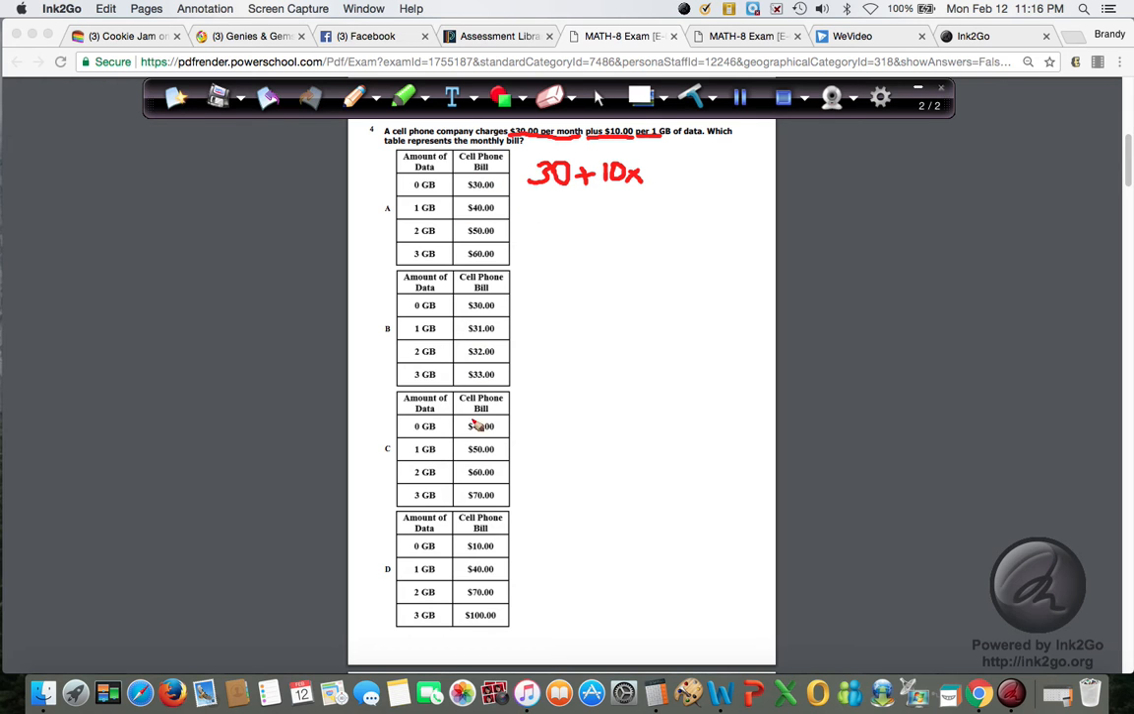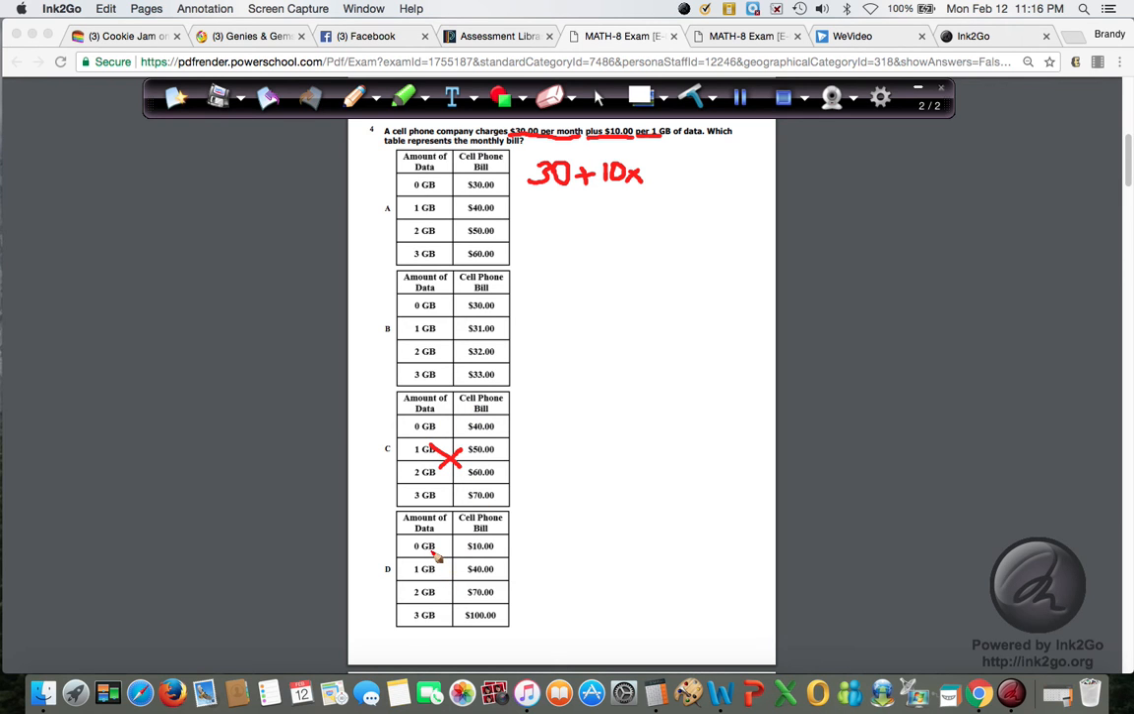So now you need to come over to your tables here. Which tables could we use? Well, let's look. 0 gigabytes, $30. That could work because no matter what, I got to pay that $30. Again, B has the same thing. So now I'm going to have to look further at those two. If I come down here, 0 gigabytes equals $40. Well, that can't be right because it told me up here that it was only $30 a month. Get rid of that one.